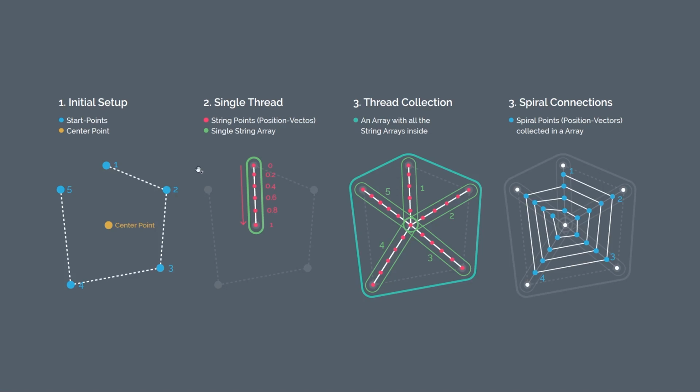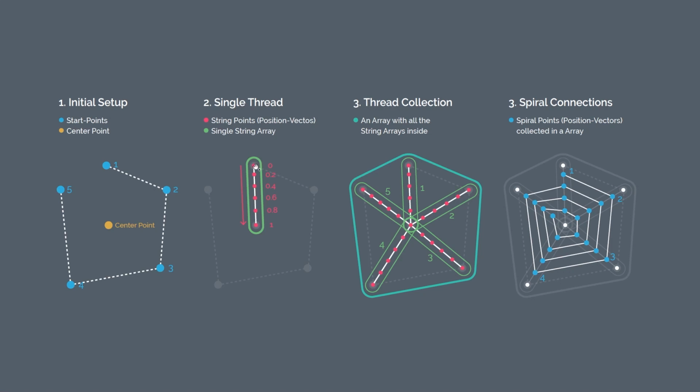Okay, here are some explanations first. We need an initial setup before we dive into nodes. We need some start points, which we build with a spline. Then we need a center point, which will be a null object. And then we start with the node setup. We are building a single thread first.